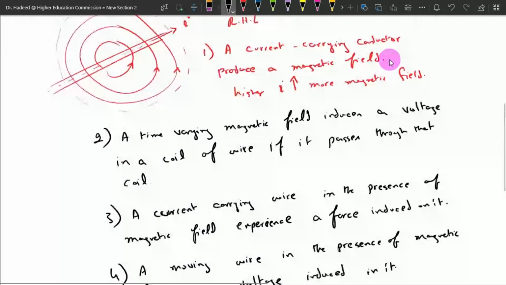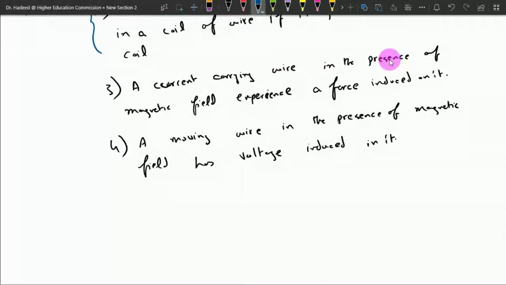Now, if we closely examine these, this particular part, number 2, is related to the transformer that we study in this course as well. This part 3, which states that a current carrying wire in the presence of a magnetic field experiences a force induced in it, is actually a motoring operation or a motor action.